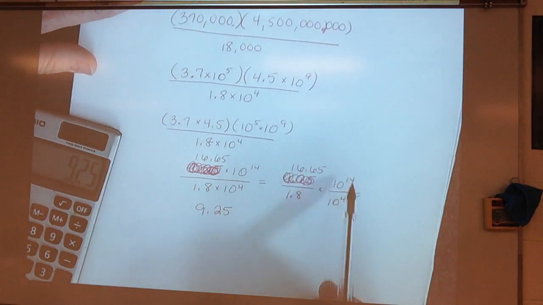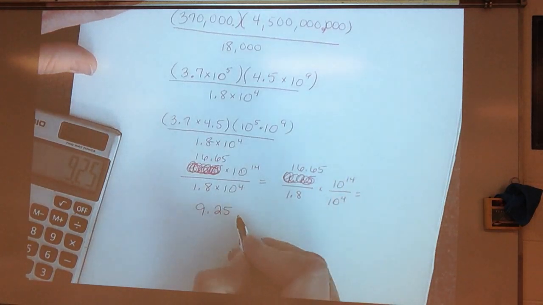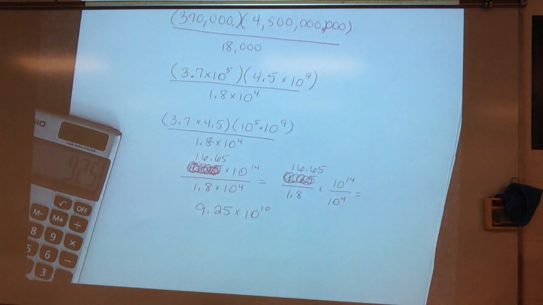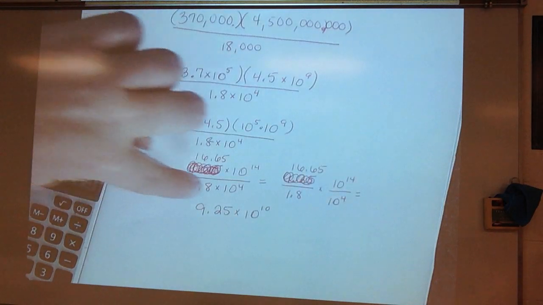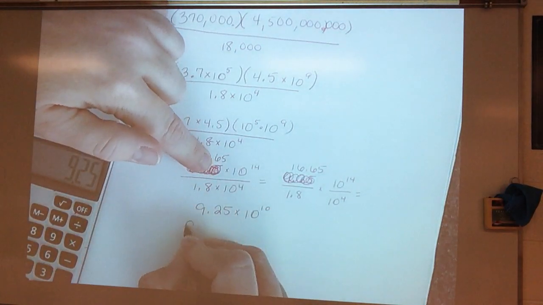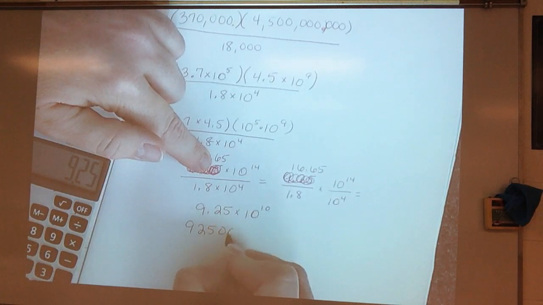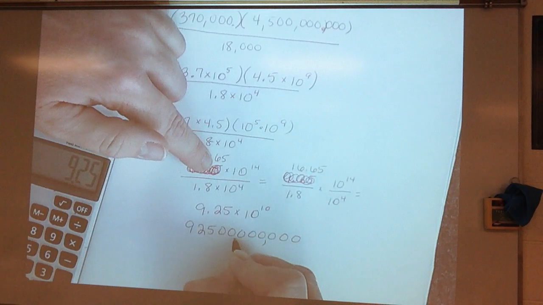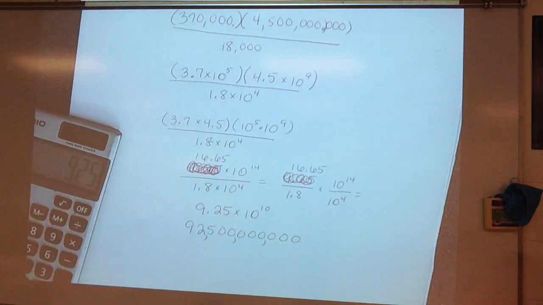All right, divide this. Remember, if I divide, I'm subtracting. So 14 minus 4 is 10. So now I've got 9 and 25 hundredths times 10 to the 10th power. And if I want to, I can write that out. That just means I've got 1, 2, 3, 4, 5, 6, 7, 8, 9, 10. So this would be my complete answer.